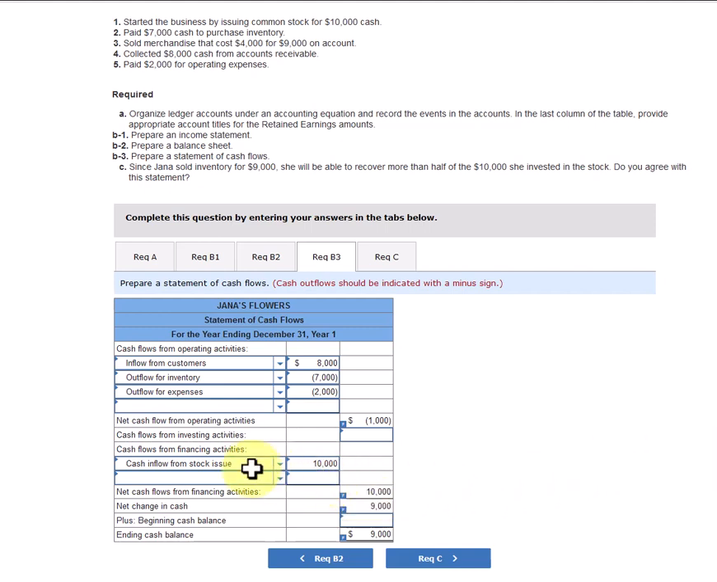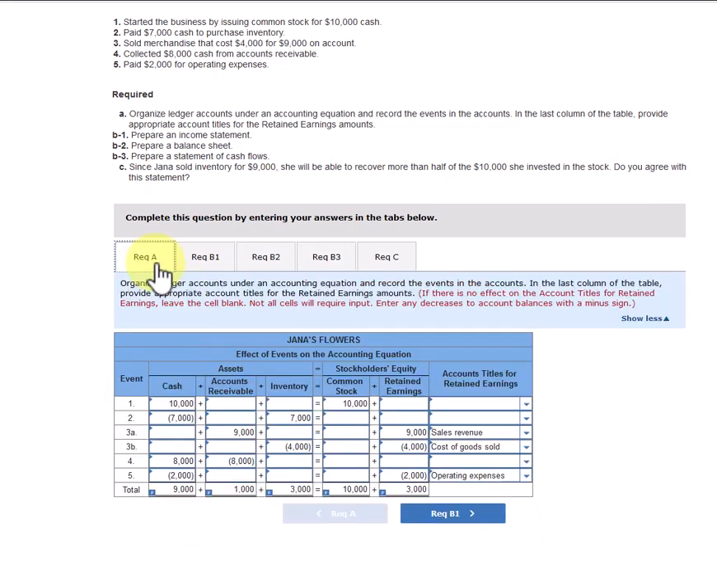But we did have a financing activity. Remember, financing activities involve long-term debt or equity. In this case, the business was started by issuing stock. So we got $10,000 as a cash inflow from the stock issuance, which gives us net cash flows from financing activities of $10,000. We then add all of our cash flows together, and that gives us a net $9,000 for our change in cash. And we'll notice that that ending cash balance of $9,000 agrees to what we have over here on the very first tab for our balance in the cash account.